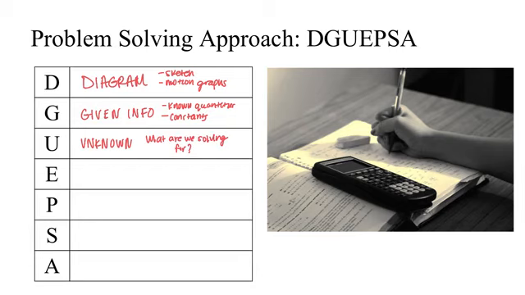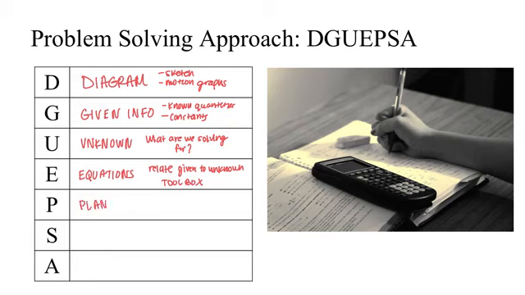Our E are our equations. So these again are just one type of relationship, but what equations can we use to relate the things that we do know to the things that we don't know, right? So relates given to unknown. These are our tools essentially. This is our toolbox. Now, the P in DGEPSI stands for plan.